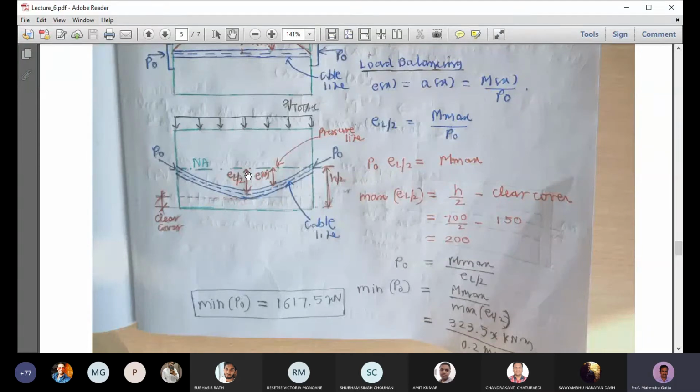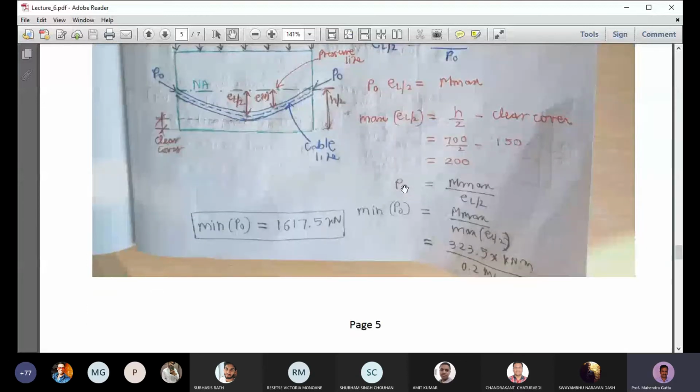The eccentricity at the mid fiber at the center span will be e_L/2, and e_L/2 we take as h/2 minus clear cover. So we get 700/2 minus 150, we get 200. So we get P0 = M_x / (e_L/2)max. The minimum value of P0 will occur at the maximum value of e_L/2. The maximum value of e_L/2 is 200.